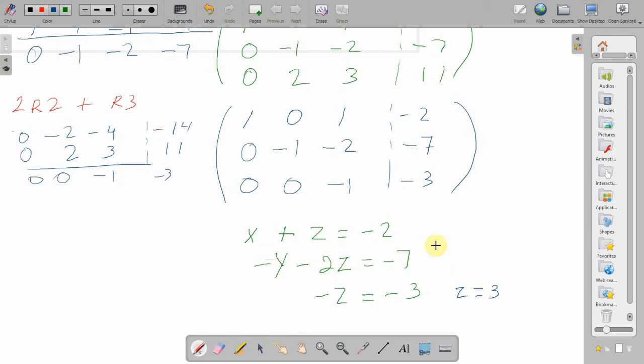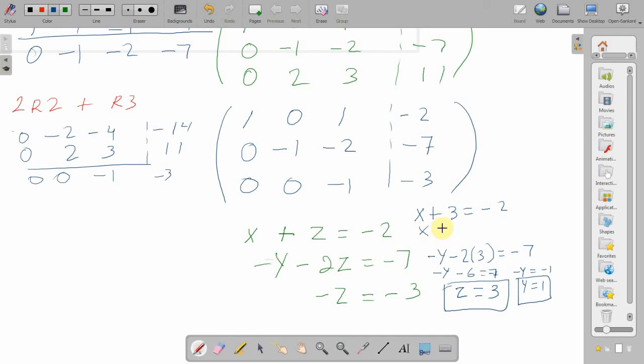And then using backward substitution, we have minus y minus 2 times 3 equals -7. So minus y minus 6 equals -7. So minus y equals -1, and y equals 1. So we found y and we found z. All we gotta do is find x. So x plus 3 equals -2. So x must be equal to -5.